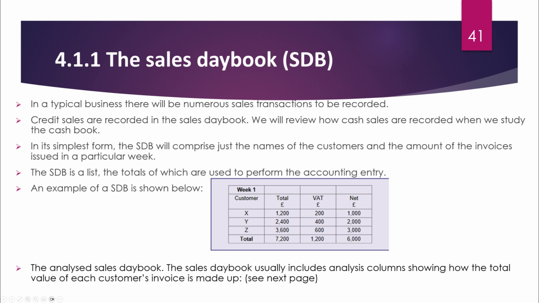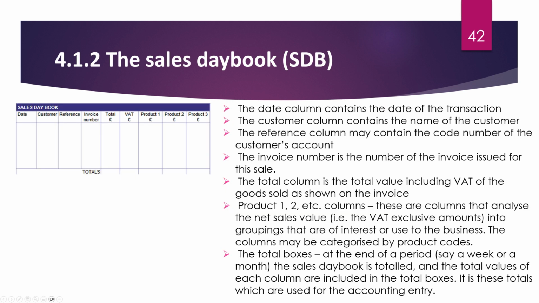The Analyzed Sales Daybook. The Sales Daybook usually includes analysis columns showing how the total value of each customer's invoice is made up. The Date column contains the date of the transaction. The Customer column contains the name of the customer. The Reference column may contain the code number of the customer's account. The Invoice number is the number of the invoice issued for this sale. The total column is the total value including VAT of the goods sold as shown on the invoice.